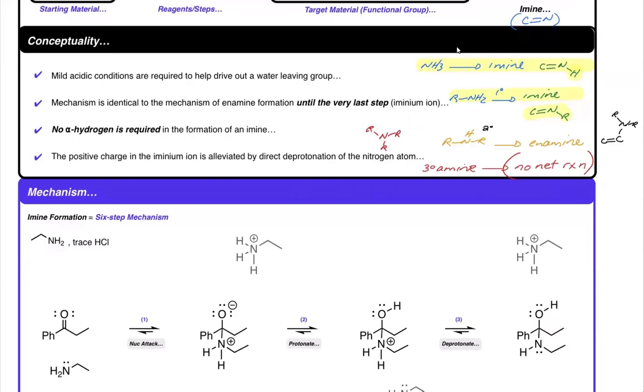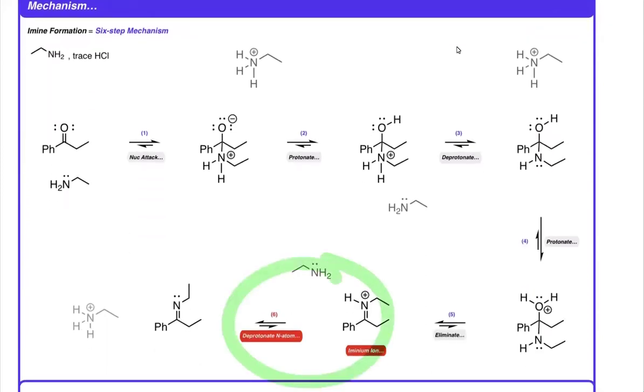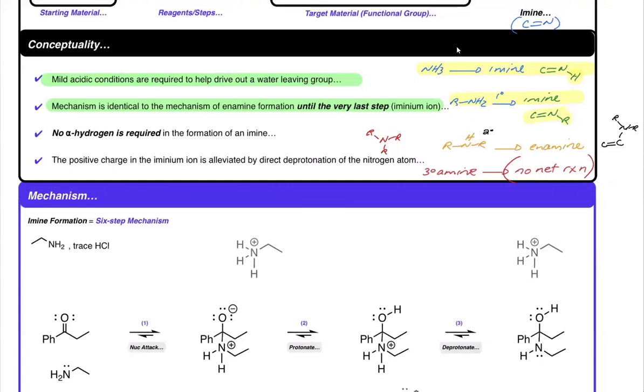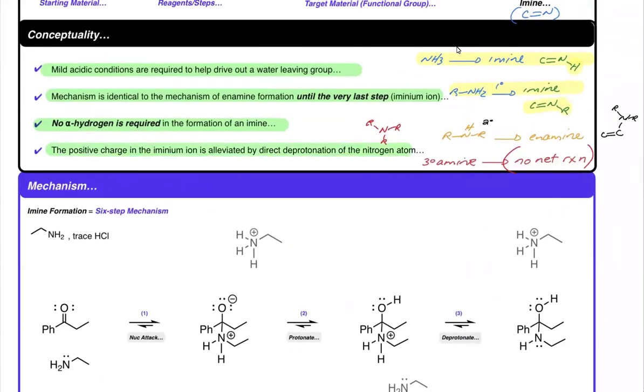Now, conceptually, we need to have mild acidic conditions to help drive out a water leaving group. And the mechanism of imine formation is identical to that of the mechanism of enamine formation up until the very last step at the iminium ion intermediate. When we generate an imine, no alpha hydrogen is required, and we can alleviate the positive charge on the iminium ion intermediate through direct deprotonation of that nitrogen atom. We'll come back and accentuate these two ideas when we get to enamine formation as well.